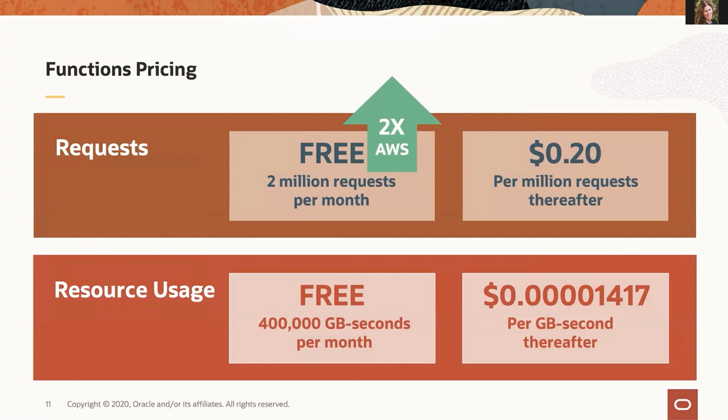But when you use all your free tier, you pay 20 cents per million requests, and a fraction of a cent per gigabyte-second of resources that you would use. That's 15% less than AWS Lambda, and that means you can invoke more functions using more resources with OCI than AWS.